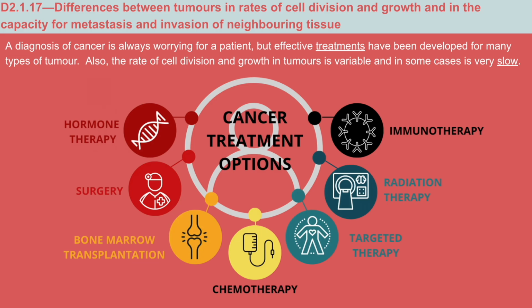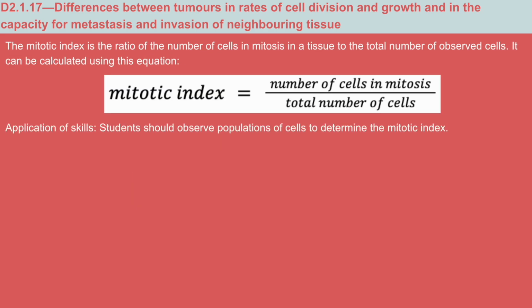Okay, now a diagnosis of cancer is always worrying, but there are effective treatment options that have been developed for many types of tumor. Okay, the rate of cell growth and division in tumors is variable, and in some cases can be very slow. Okay, the last skill for this subtopic is you should be able to calculate a mitotic index, which is just a ratio of the number of cells in mitosis to the total number of cells.